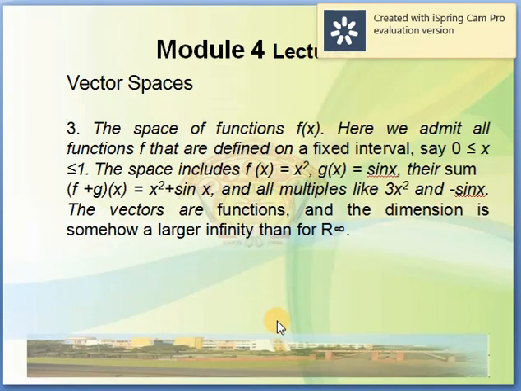Then, the next one is with respect to functions. Let's consider the variable as x, and if that x is varying from 0 to 1, then let's say one function is f of x is equal to x squared, another one is g of x is equal to sin x. Then their sum f of x plus g of x is equal to x squared plus sin x, and all multiples like 3x squared, because we know that f of x is x squared.